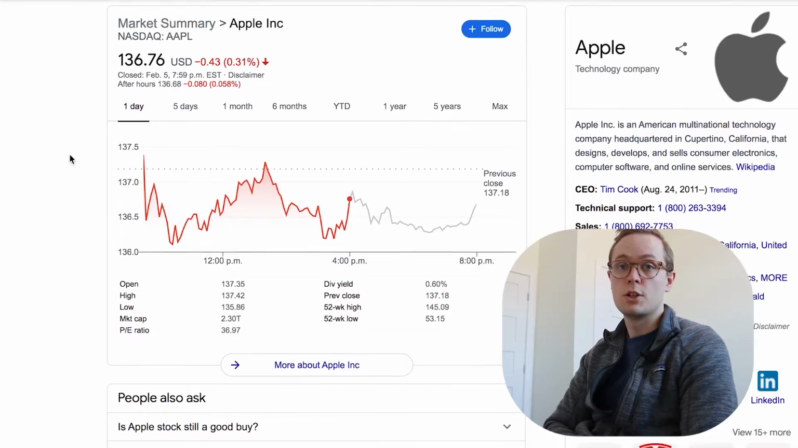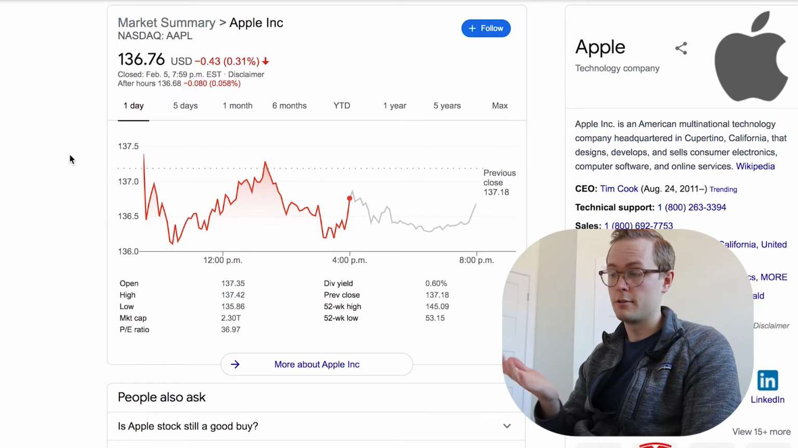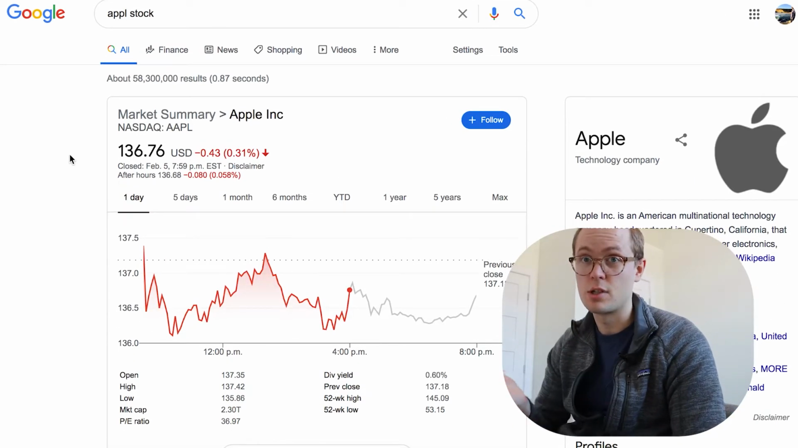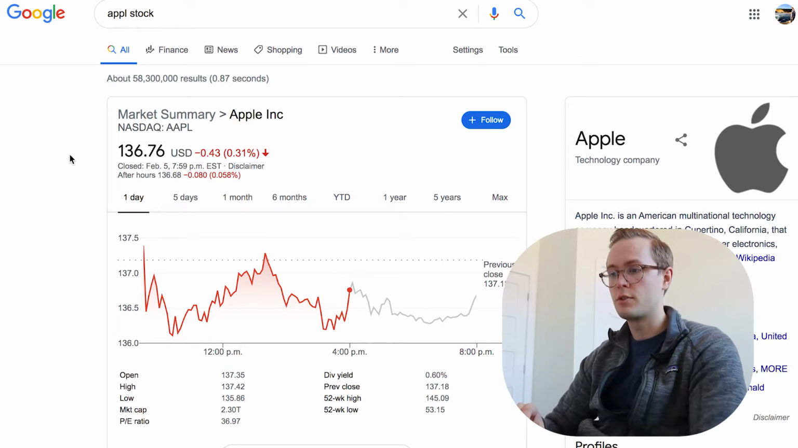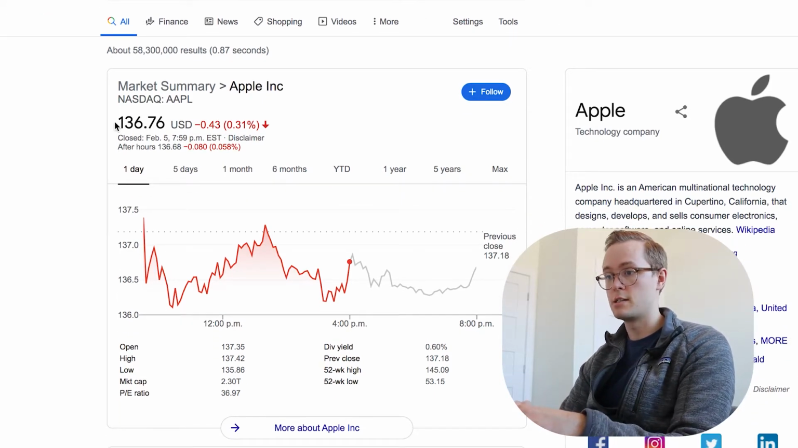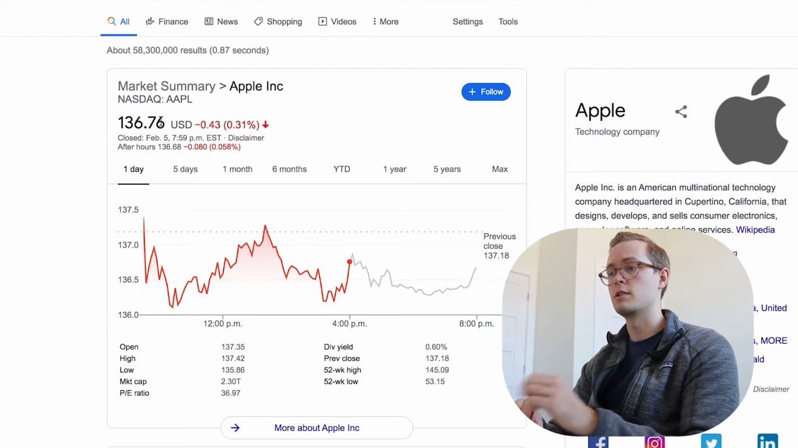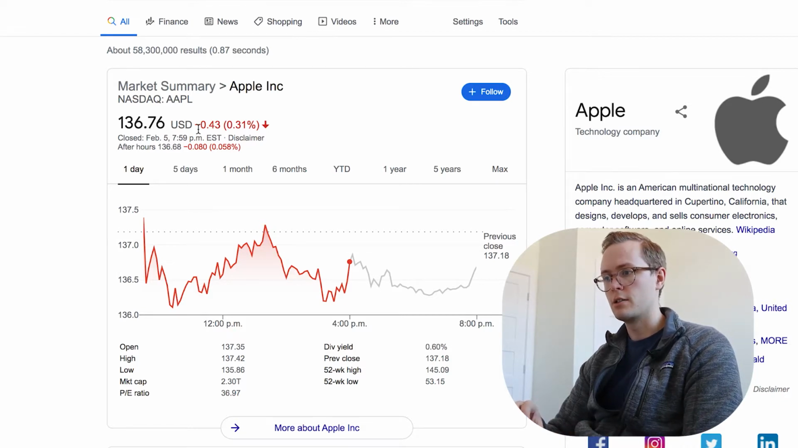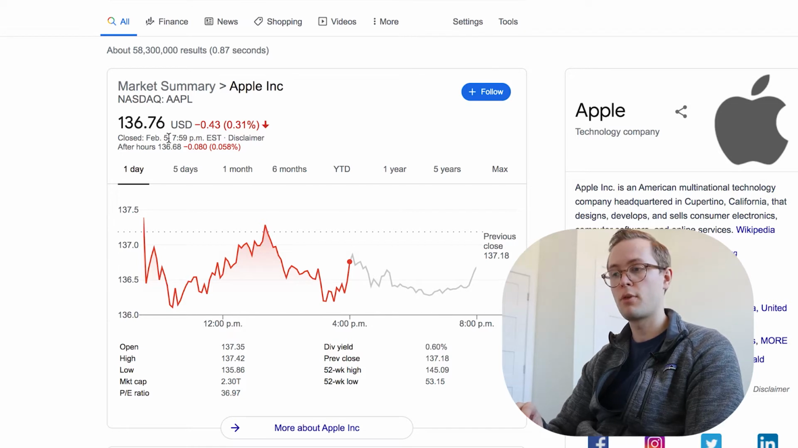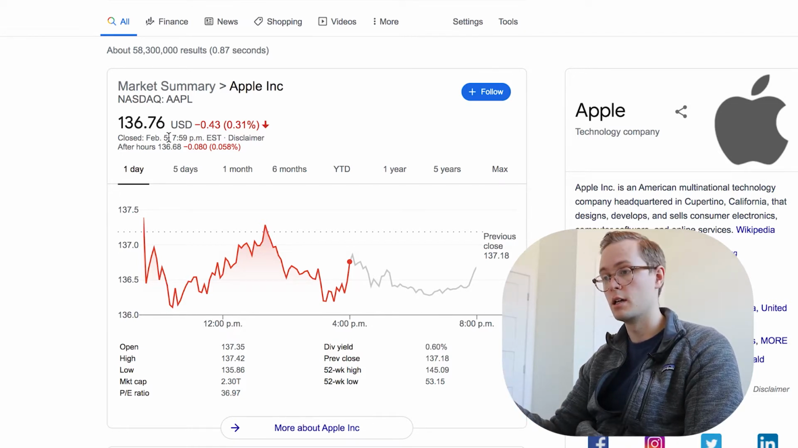Let's go. So let's start out by looking at Apple stock here. When we're first looking at Apple stock within Google, obviously we can see that it is at $136.76. It looks like it went down as of February 5th. I'm recording this on Sunday, February 7th. So we can see it went down a little bit, but that doesn't matter too much.